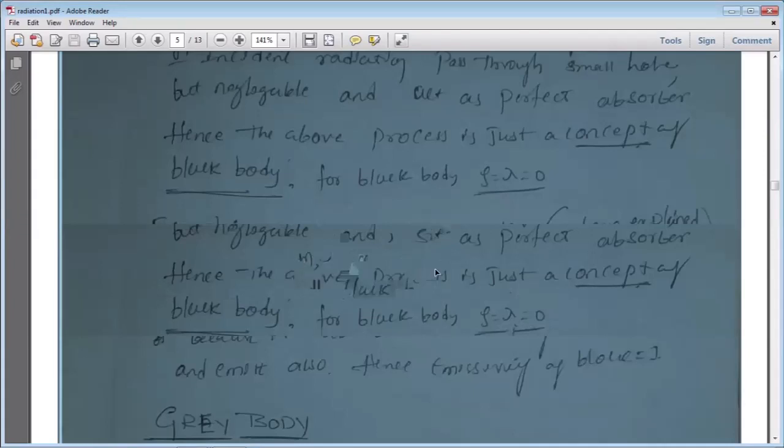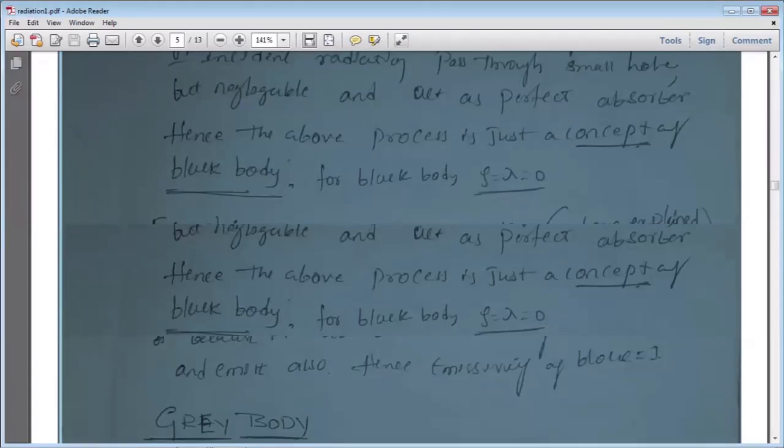And a piece of charcoal is approximated. On the earth, a piece of charcoal is also treated as a black body, but it is only an approximated black body. So we cannot say it is a perfect black body. Understand?